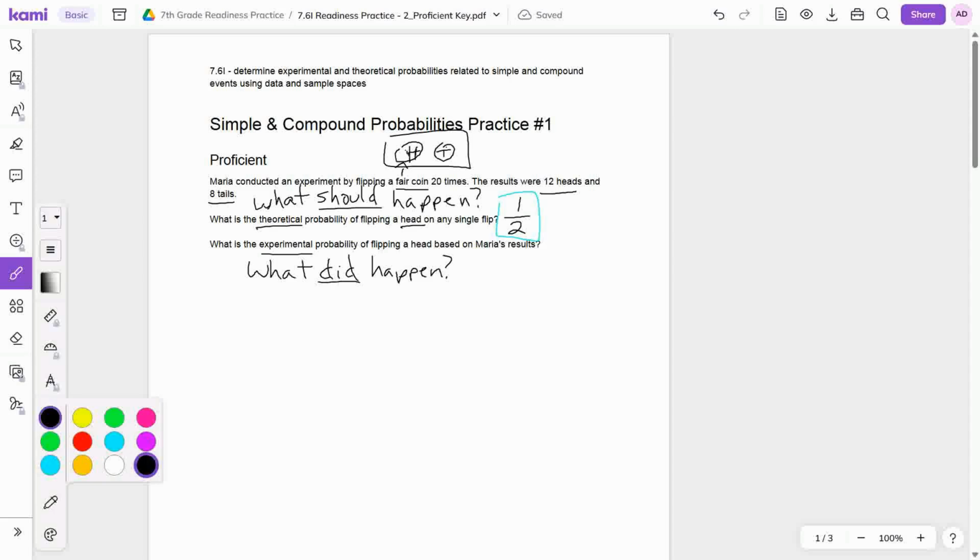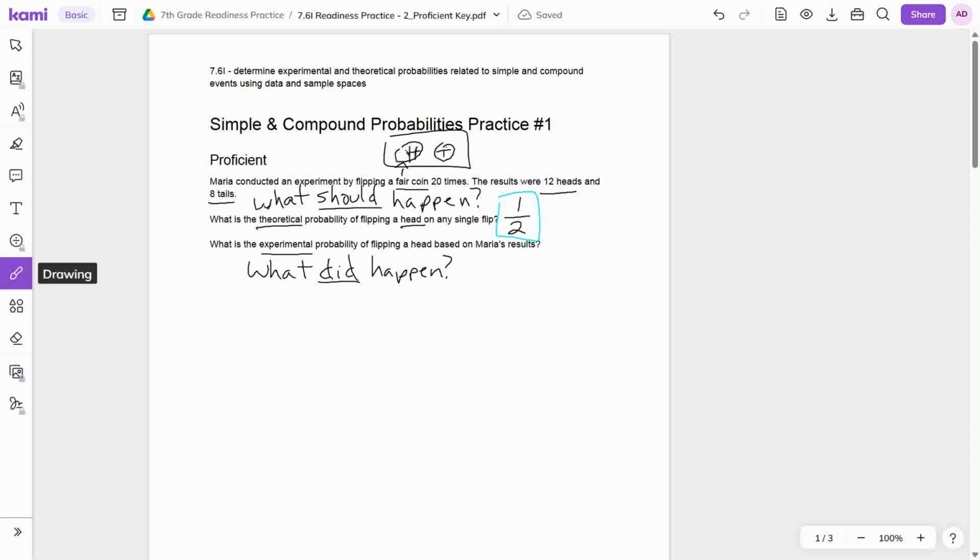Now, what actually happened? Well, how many heads did we get? Well, we've got 12 heads out of how many total flips? 20, right? So we're going to show it as a fraction where our numerator is our number of results. Our denominator is the total number of tries or attempts. And so we can kind of show that right here. Results over attempts is going to be our experimental. So that's the difference here, this is experimental.